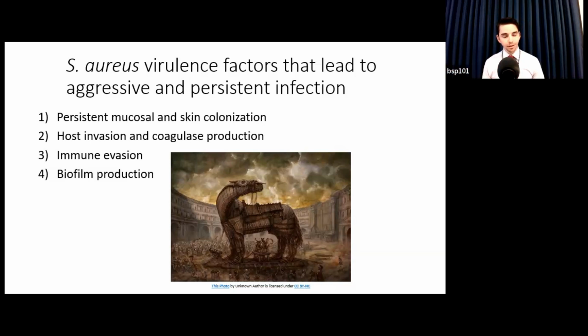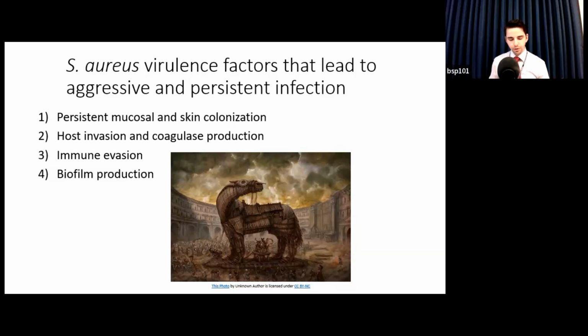And once Staph aureus gets to that site, it then promotes coagulation, clot production, and endothelial injury, and that creates sort of a nest for it to sit in and cause a nidus for persistent infection.